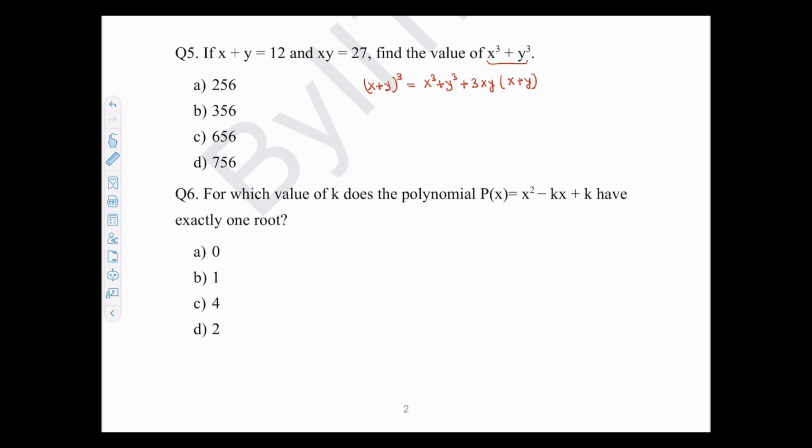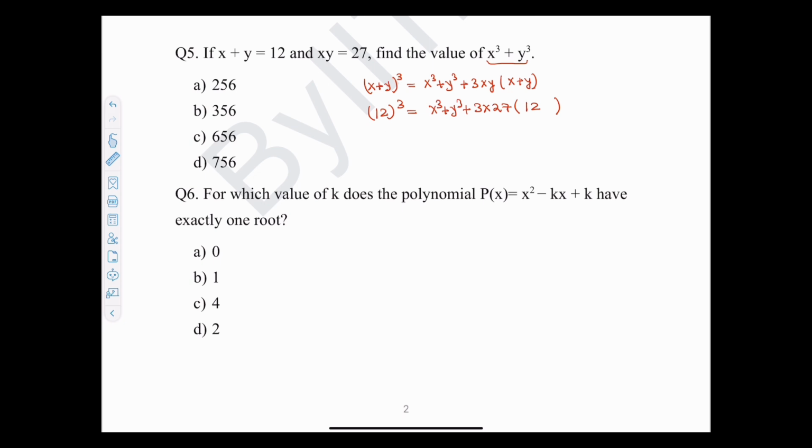We already know the value of x plus y. What is the value of x plus y? It's 12. So let's fill in the value. So this gives us 12 cubed is equal to x cubed plus y cubed plus, we also know the value of x multiplied with y. What's the value of x multiplied with y? It's 27. So let's fill it in. So it's 3 times 27, and this multiplied with x plus y. What is x plus y? X plus y is 12. So let's fill this in. Okay. So we are left with this equation.